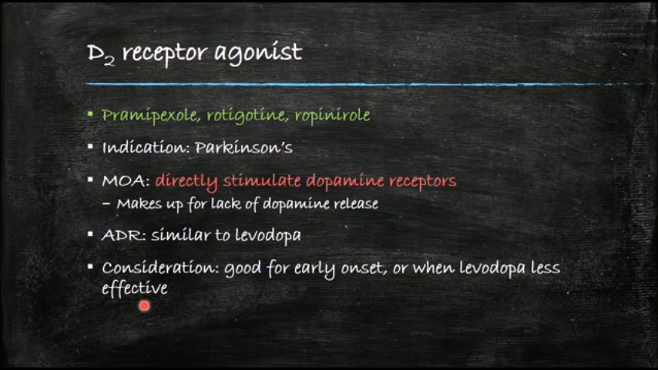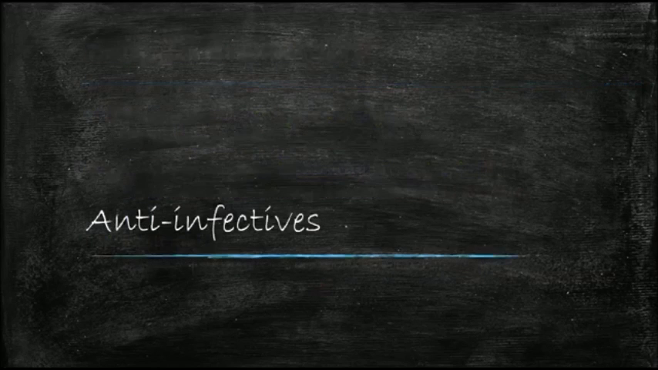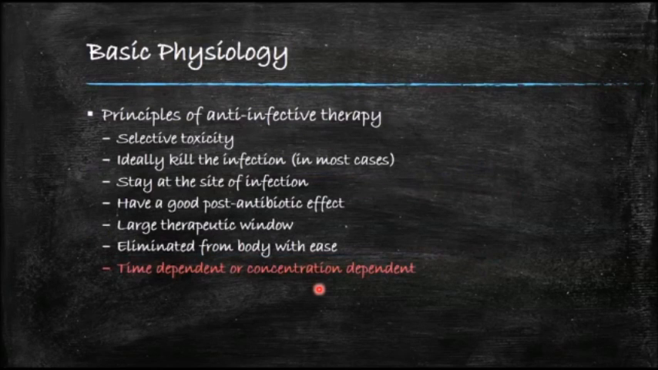This is really good for early onset because it doesn't have the whole duration of time with its effect. Its ADRs are the same because levodopa and D2 receptor agonists at the end of the day are going to act on dopamine receptors. These two you don't really need to know about. Huntington's you don't really need to know about. Any questions?